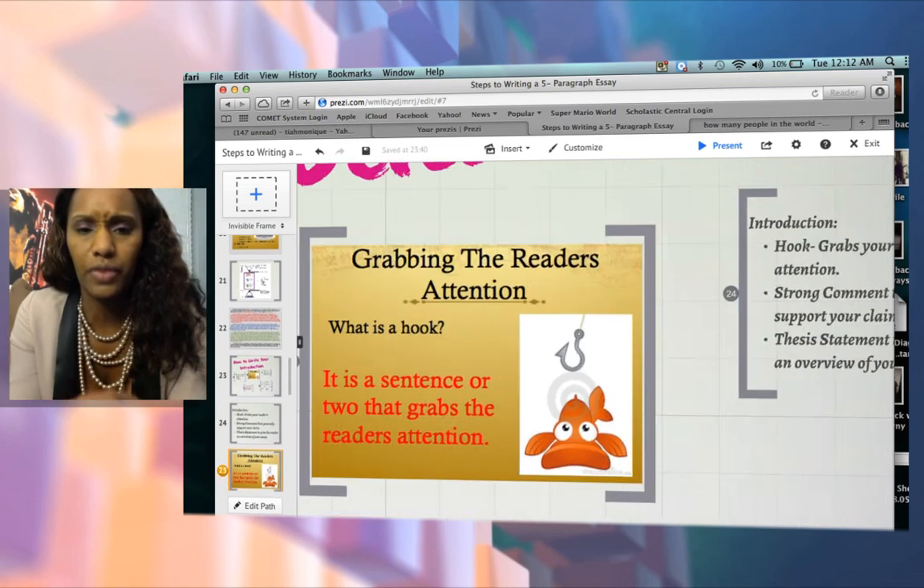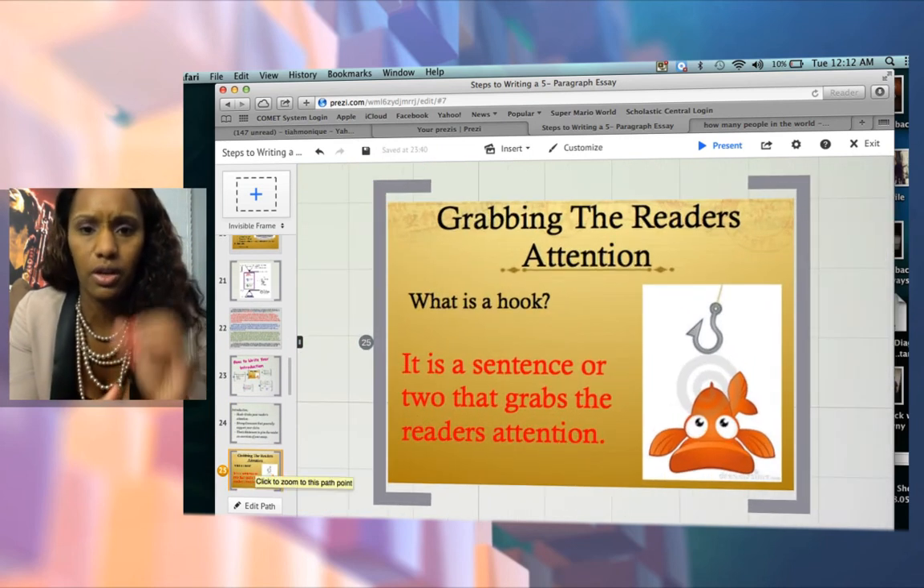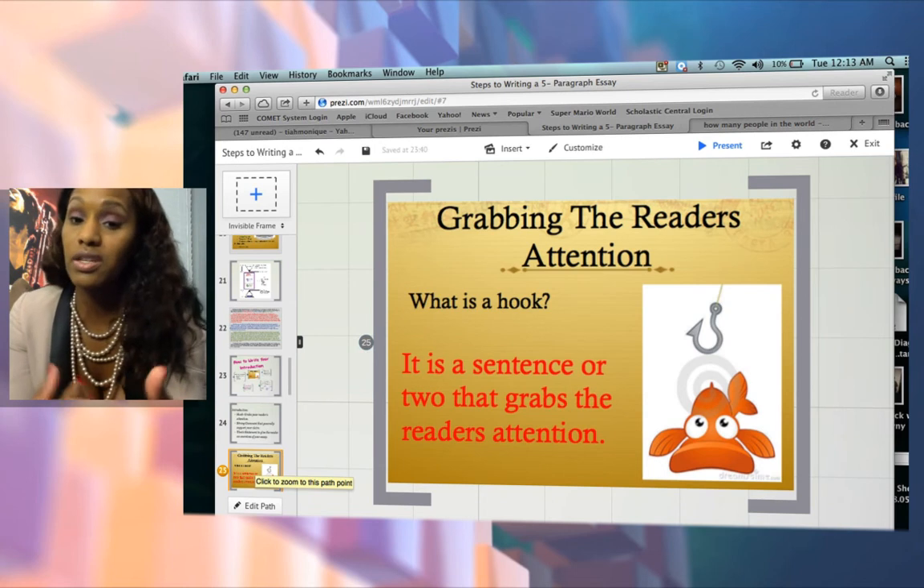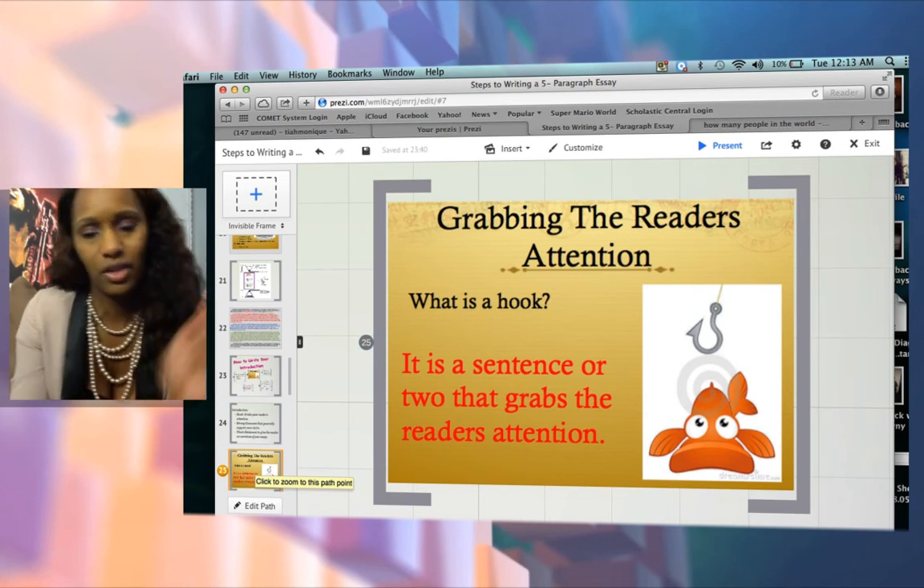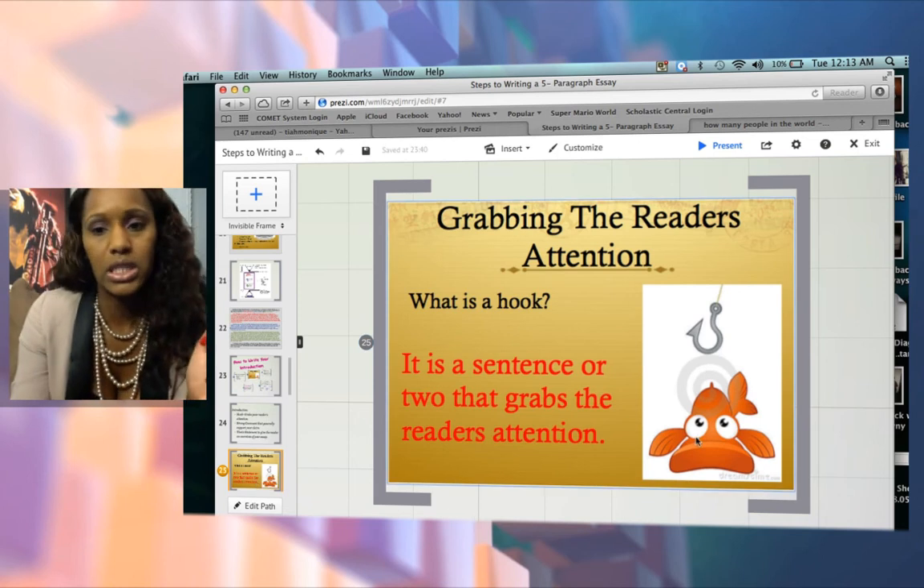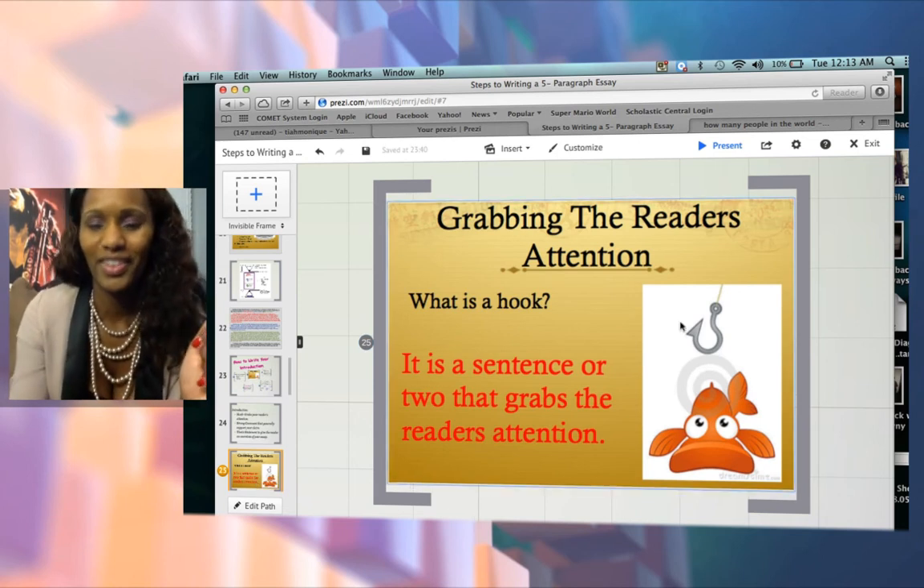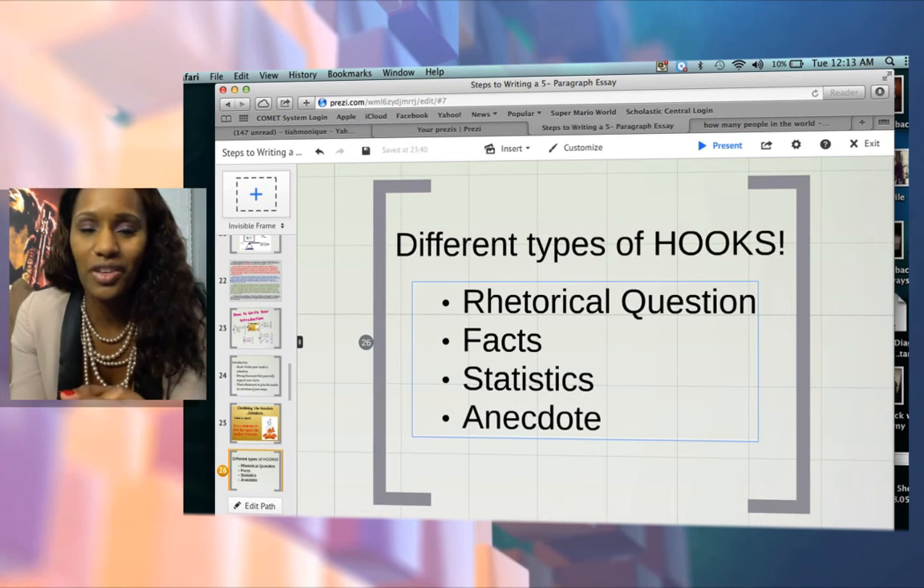Okay, so let's keep it moving. Now, when it comes to this hook, grabbing the reader's attention, it is a sentence or two that gets them to want to keep reading. And you look at the cool little fish down there. Yeah, he's a goner. All right, so different types of hooks.